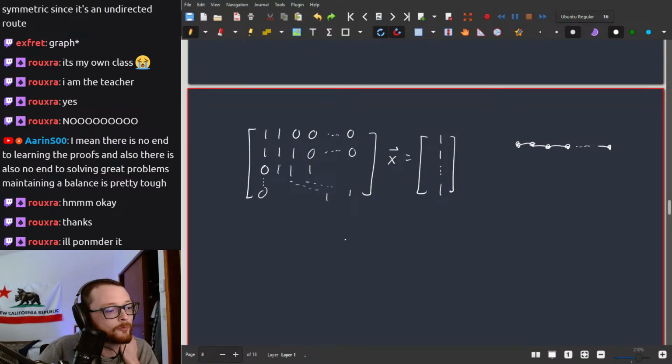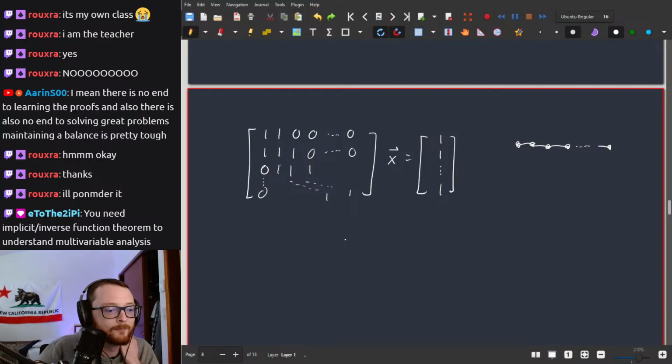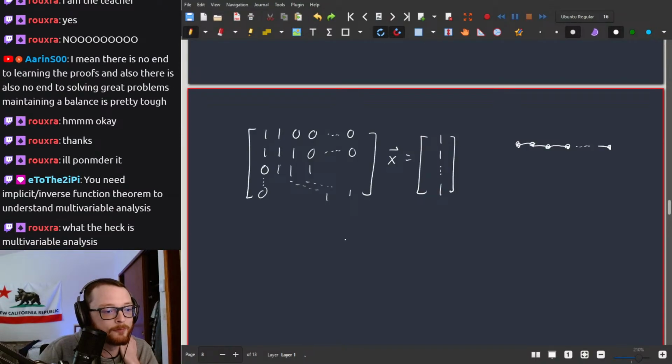No one's learning the proofs, and also there's no end to solving great problems. Maintaining a balance is pretty tough. Yeah, you're never done with math, at least if you believe Gödel. There's always another thing to do. Sounds good, Roxra. Oh yeah, Zach. I think Roxra has been talking about learning calculus for the first time, so I think they're talking about implicit differentiation and whatever that formula is for the derivative of an inverse function.